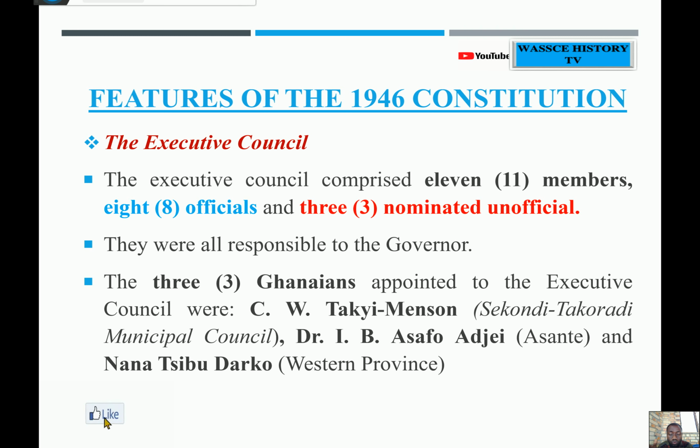Because in 1925 there wasn't any Ghanaian representation, and this is what the educated elite and the nationalists had been agitating for. But of course, for the first time, we have three Ghanaian representatives on the Executive Council. However, the Ghanaian or African representation was in the minority. The Europeans still maintained the majority on the Legislative Council. Good.